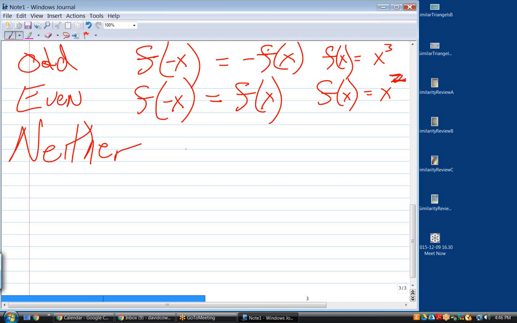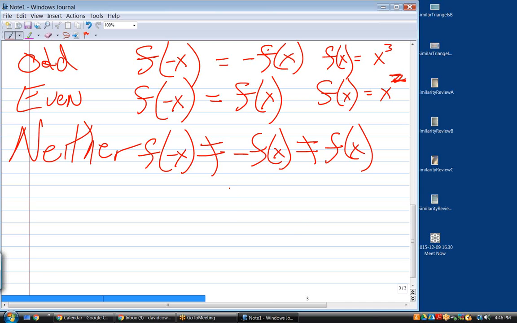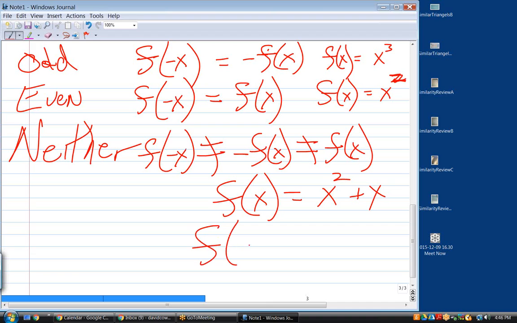And neither would be where neither of these is true. In other words, f of negative x would not equal negative f of x, nor would it equal f of x. An example of that function, notice what f of negative x is. Still x squared minus x. This is neither negative f of x, nor is it f of x. So those are your three functions. That's an odd function. That's an even function. And this one is neither. It's all entirely based on what f of negative x is.